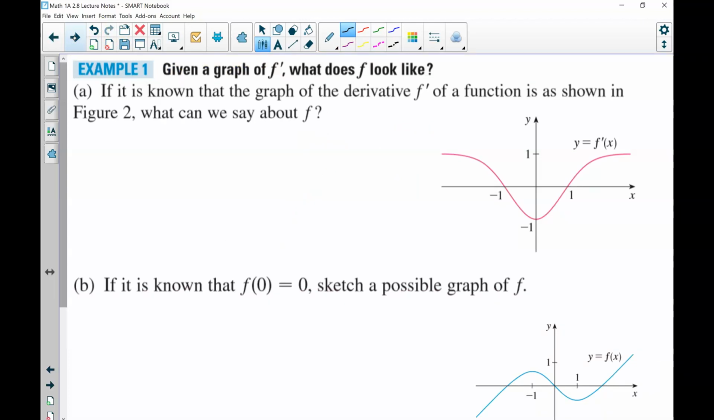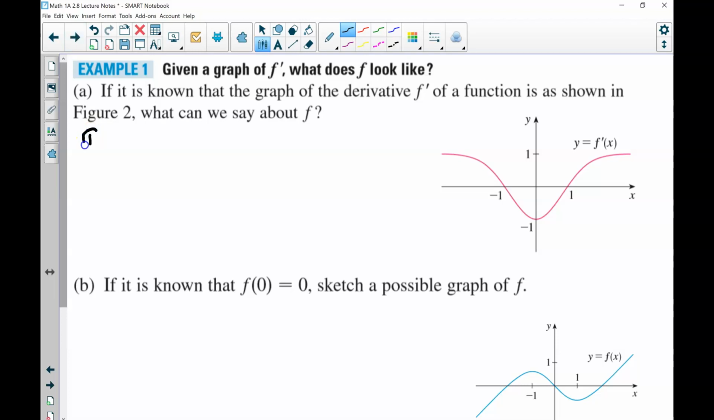Now let's take a look at example number 1. Okay, in example number 1, we're given a graph of f prime. Now what does the function f look like? So in this example, we're given the derivative. So now if it is known that the graph of the derivative f prime of a function is as shown in figure 2, what can we say about the function f? Well, if we observe in figure 2, what do we note?